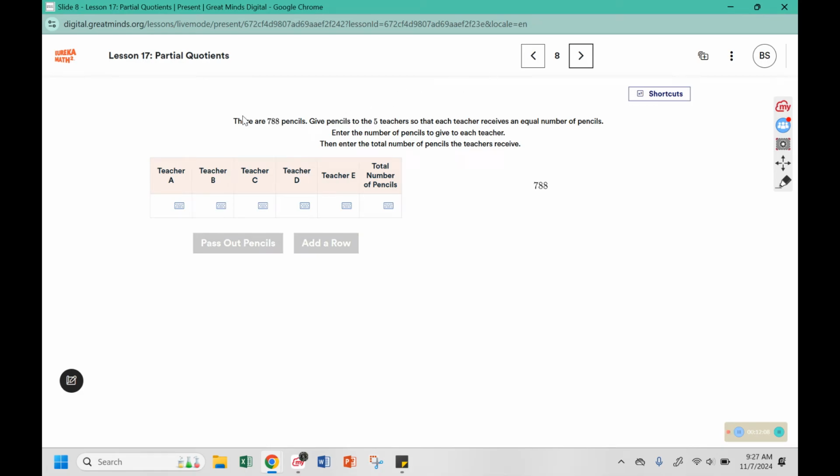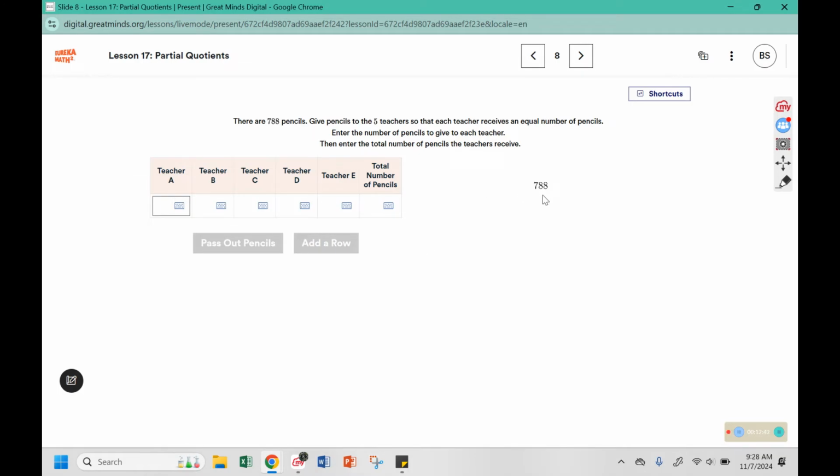All right, so this time there are 788 pencils and we're giving them to 5 teachers, so each teacher receives an equal number of pencils. Enter the number of pencils to give to each teacher. Then enter the total number of pencils each teacher receives. Now I'm noticing a problem already. Multiples of 5 end in a 5 or a 0, so this is not going to divide evenly or equally like it did in the other ones. We're either going to have some leftovers or we're going to have to break some pencils apart.